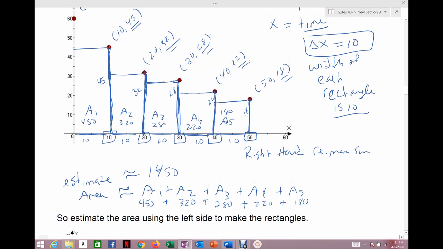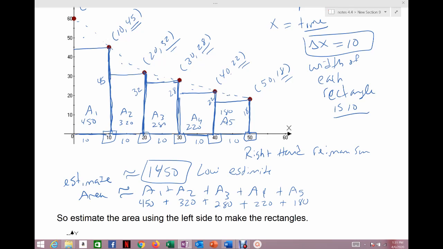Now, if I go look at my picture and connect my dots, this would be what we'd call a low estimate. My actual area should be bigger than this, because I'm missing these areas here. There's some area above each of my rectangles that I'm missing out on. But at the very least, I know that the actual area should be just a little bit bigger than 1,450. I'm going to do the same thing, but using my left-hand rectangles.